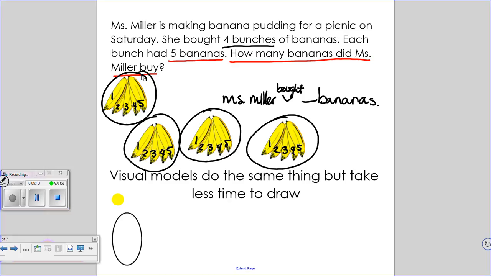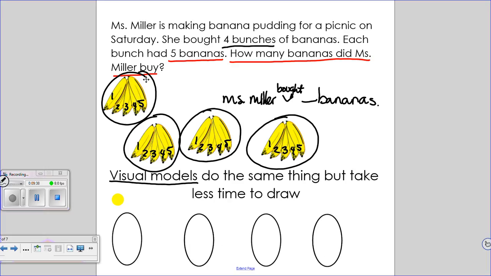But from here on out, we're going to use what's called a visual model. So we're going to use something that we can easily draw, like a circle, to represent something. Okay? So if you've already started your bananas, go ahead and erase them. We don't need them. We're going to instead draw giant circles for our bunches. How many bunches do we need again? 4. So I have my 4 bunches. They're my big circles.